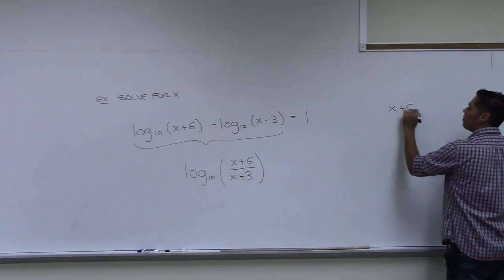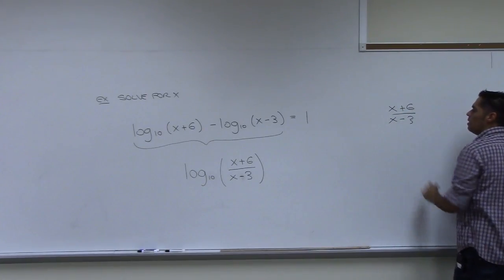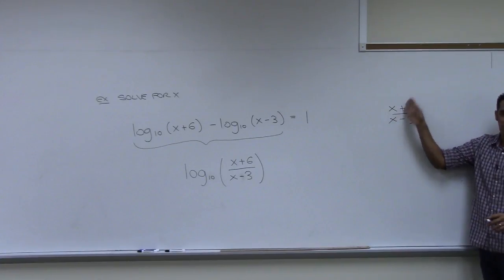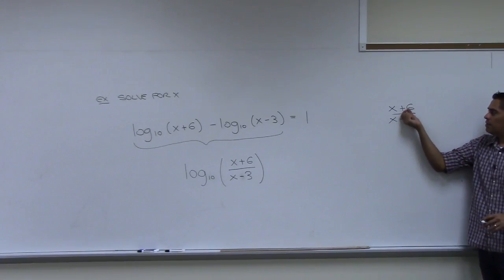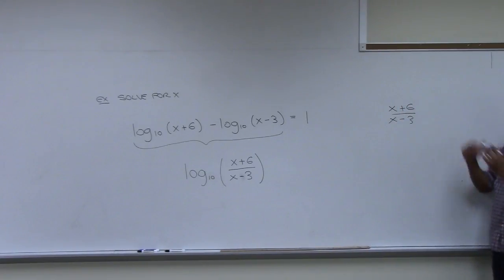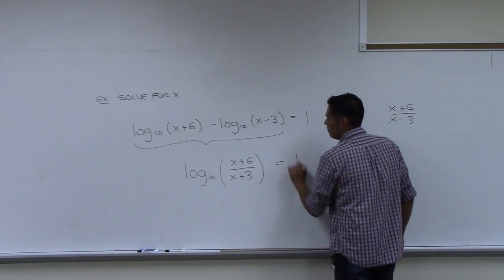Okay, x plus 6 over x minus 3. Be careful here. You can't cancel these x's, because you have two terms on the bottom. The only way you could cancel is if you had multiplication between these, then the x's would cancel. So we can't do anything with that. That's the left side. What's the right side? Equals 1.